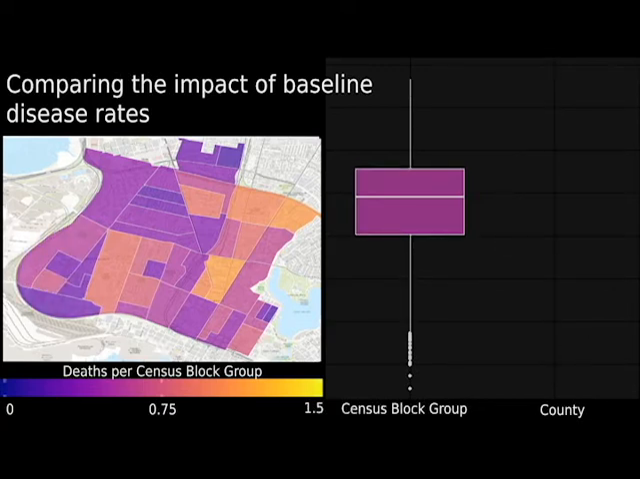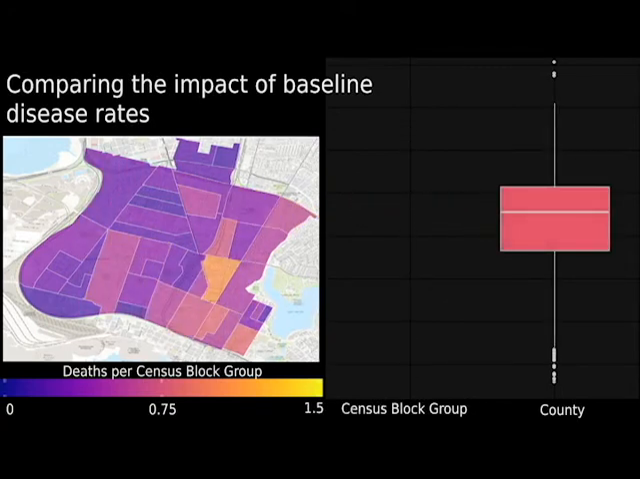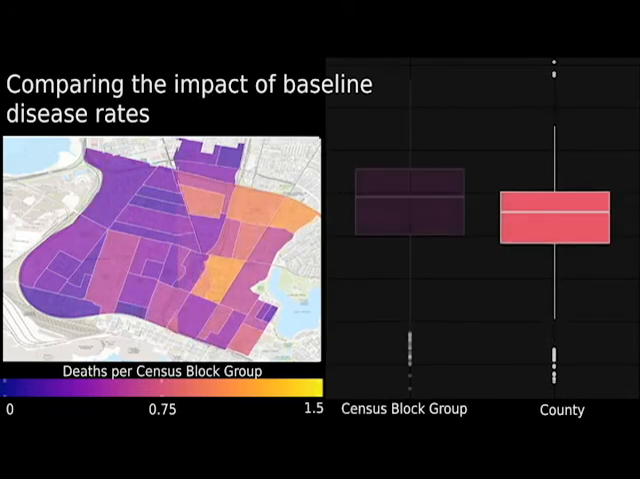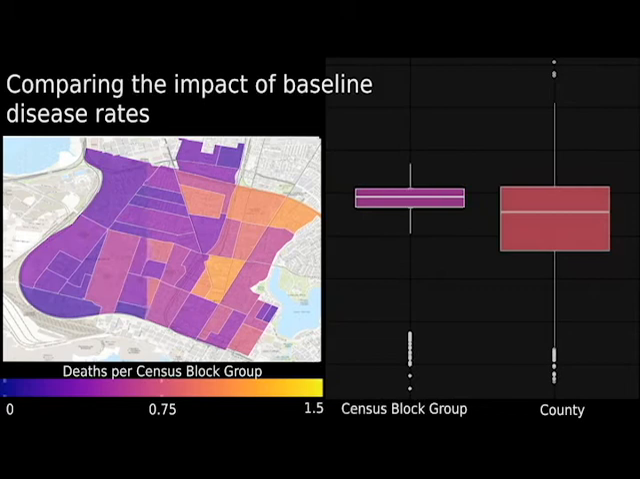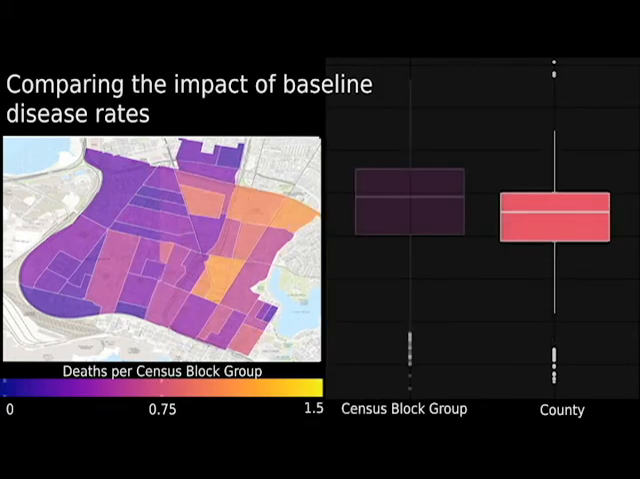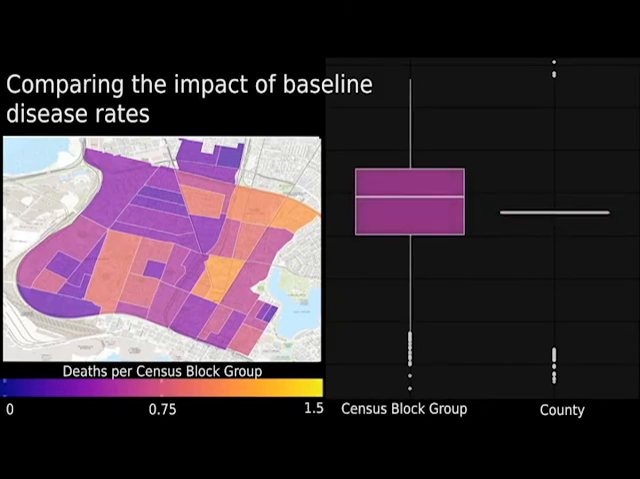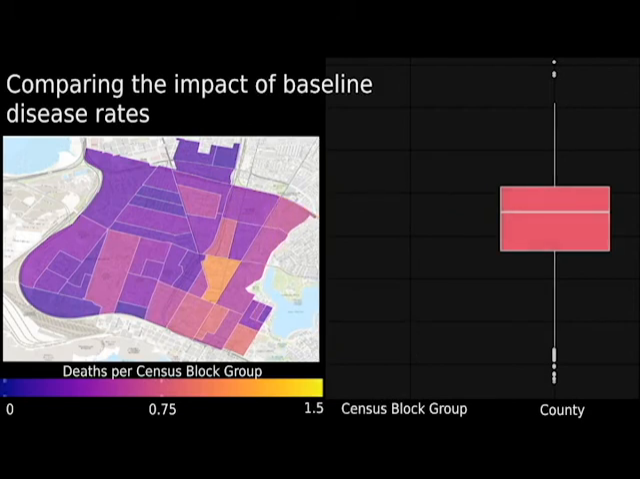The other part of this study was to determine how estimates of air pollution attributable health impacts vary when we use more finely resolved baseline disease rates at the census block group level compared to the county level. While county level baseline disease rates are fairly easy to obtain, they lack spatial heterogeneity and may overestimate baseline disease rates in some neighborhoods and underestimate in others. We were able to obtain baseline mortality rates at the census block group level.